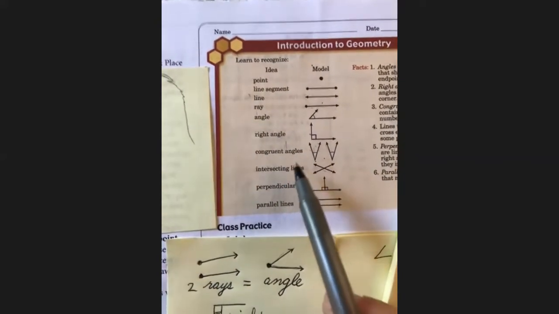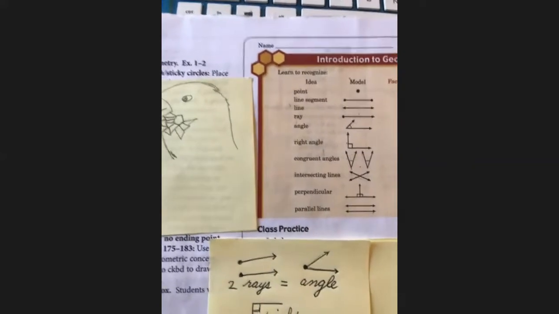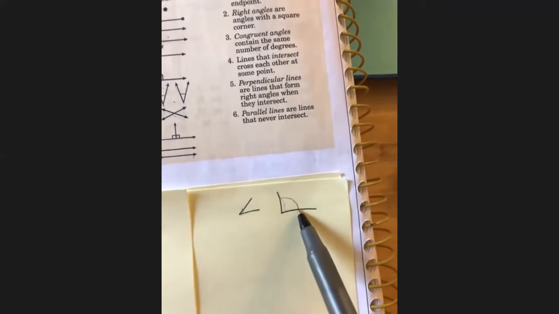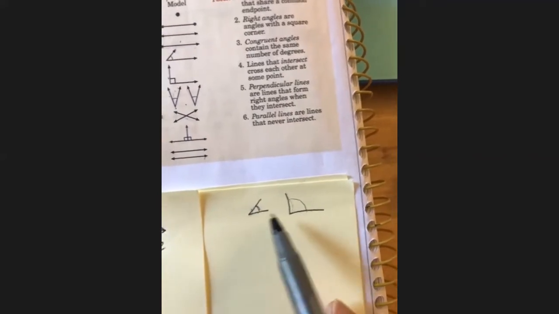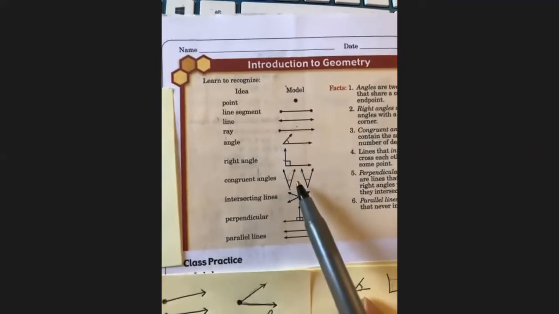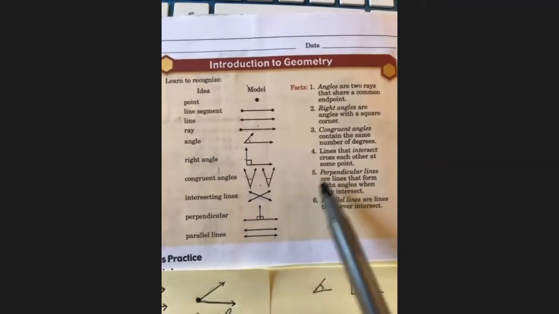Congruent angles are 2 angles that are the same. They're the same degree. So for example, I could draw an angle like that, and I could draw another, but they're not the same, are they? This is a bigger, wider angle than that is. You see what I mean? So they're not congruent, whereas those are the same. So those are congruent.